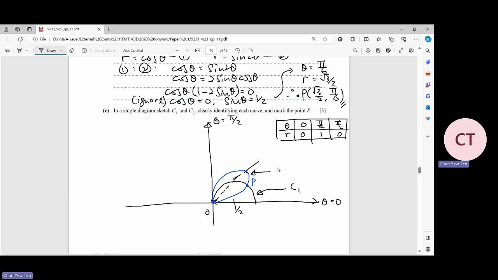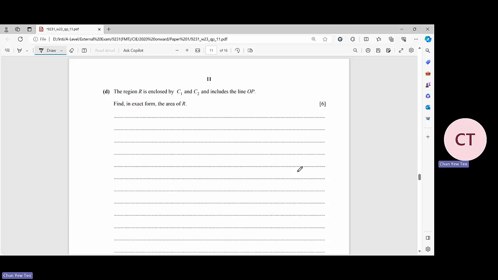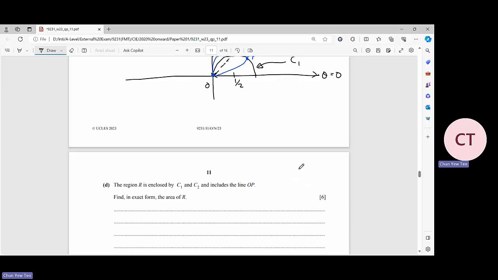So this graph is called C2. Okay, just like that. And then maybe you show that this one is pi over 4. Easier. Okay, so that will be the answer for part C. Now, part D: the region R enclosed by C1 and C2 includes the line OP. Find in exact form the area of R.